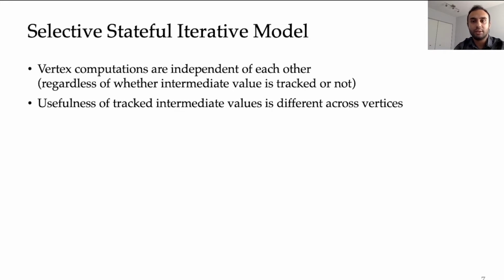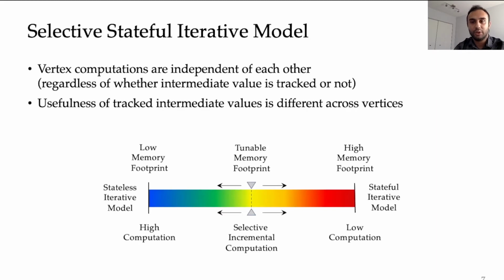Based on these insights, our selective stateful iterative model selects only a subset of the intermediate vertex states. Basically, this means we can tune the amount of incremental processing that is performed based on the available memory. So if we have very low memory capacity, then we track very little intermediate state. On the other hand, if we have a large amount of available memory capacity, then we utilize it to hold more intermediate state, which also increases the benefit from incremental computation.